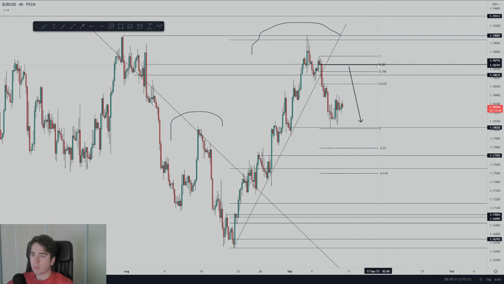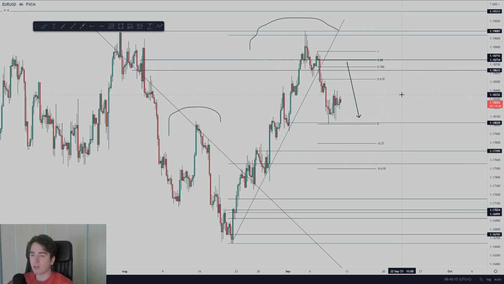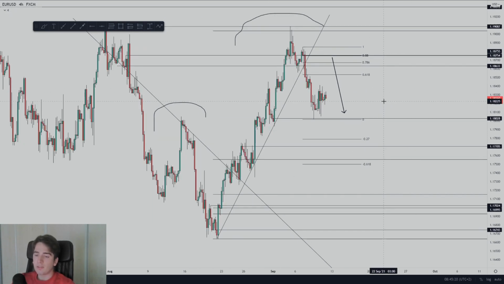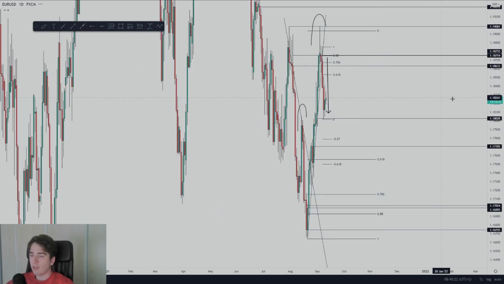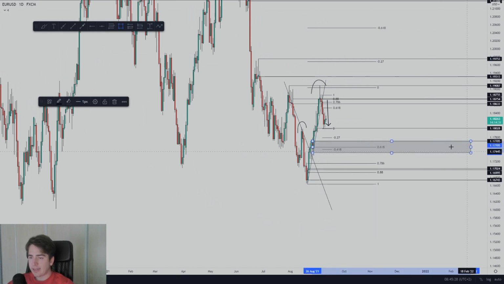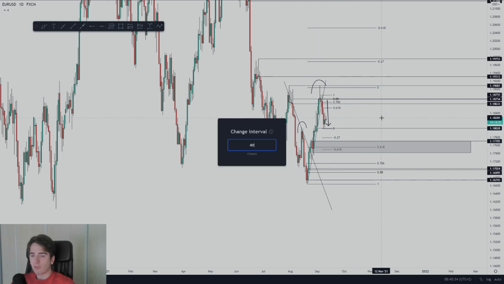So yeah, that 0.88/78.6 fib retracement level are the levels that I will be looking for potential shorts on euro dollar. Let's say we never make that fib retracement, doesn't really matter. What I'll then do is just wait for that daily 618 and this daily level over here to get hit, and then I will start looking for a long pattern within this zone. So yeah, that's euro dollar for you guys.